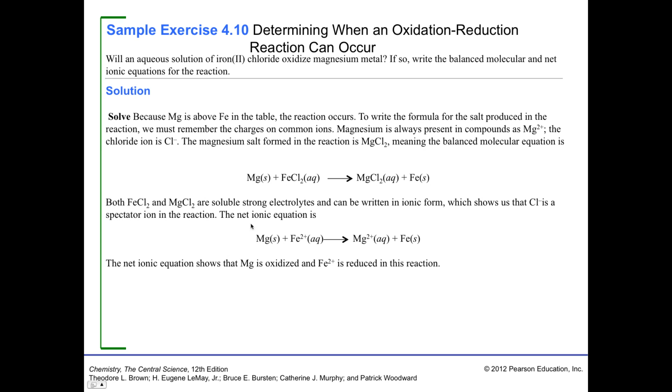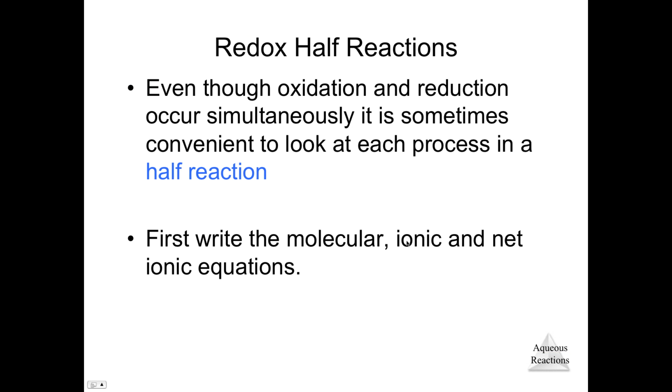And if you follow the oxidation numbers, magnesium goes from 0 to +2, so that's oxidized because it had to lose 2 electrons to become an ion. And iron goes from +2 to 0, so the only way it can become 0 is that it gained 2 electrons from the magnesium. So that's the reduced species in this case.